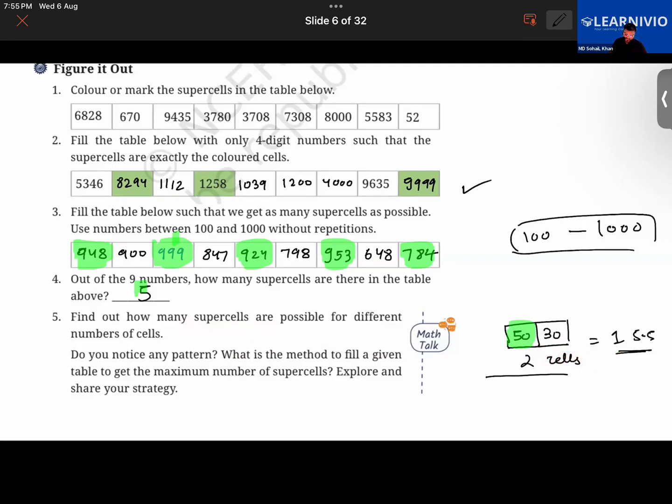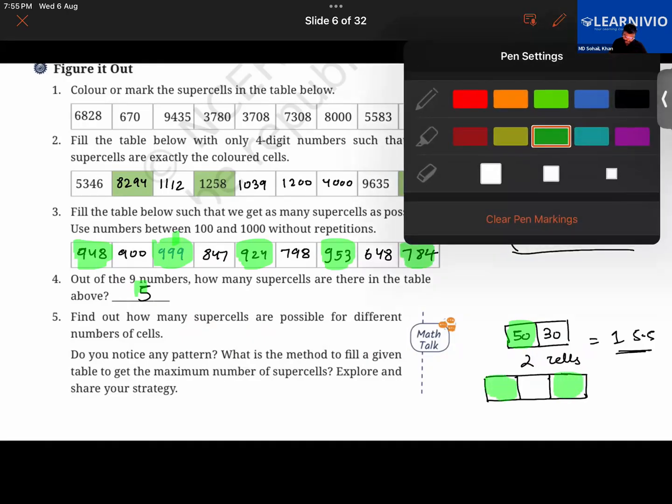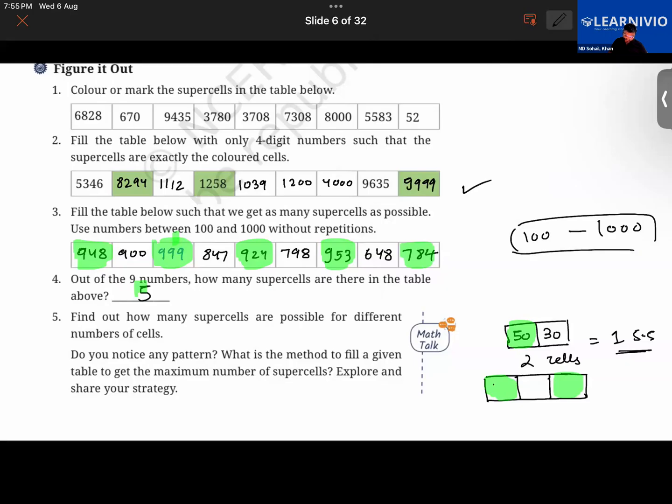Then if we were to have 3 cells, then there's possibility of only 2. So let's say we have taken 50, 20, and then we have taken 30. So 3 cells, that is giving us how many? 2 supercells. Just like this, tell me what about the other numbers, other cells?